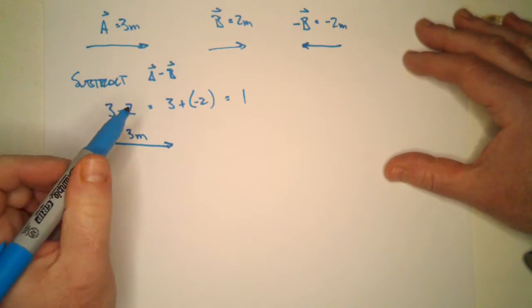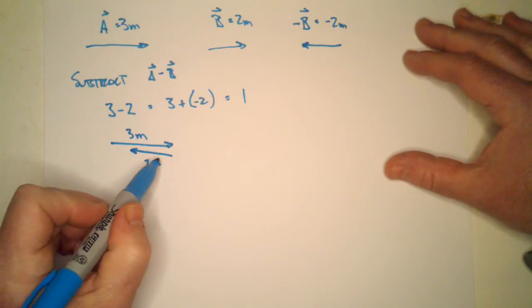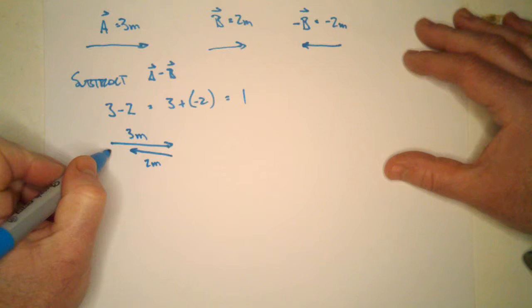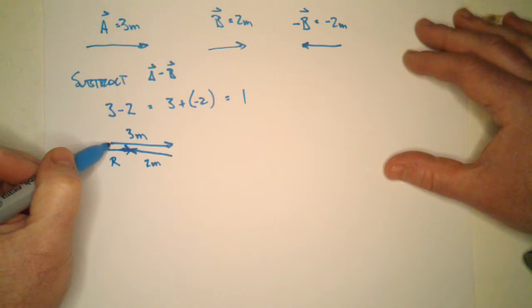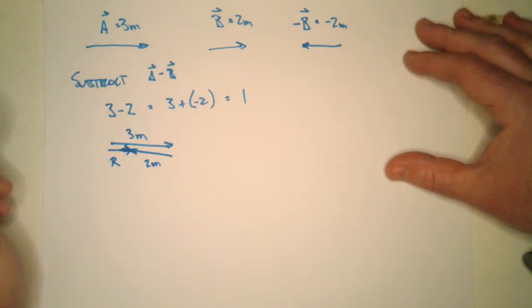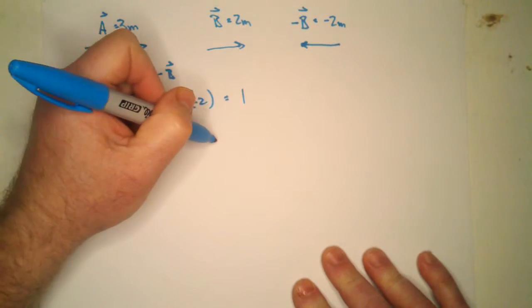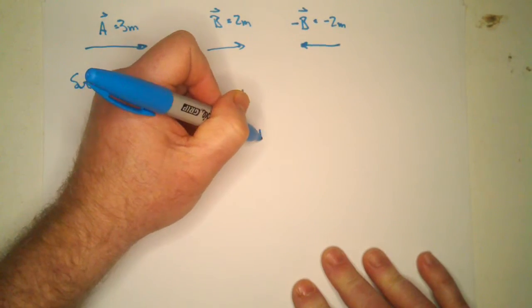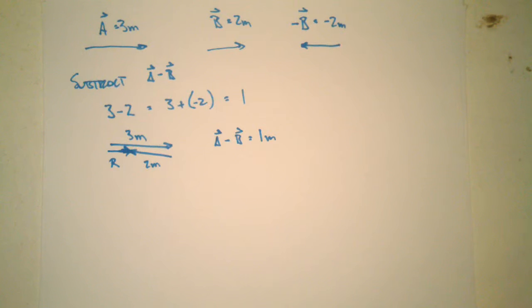3 meters minus 2 meters. So we put the tail of the first on the tail of the second on the head of the first, and then that gives me the resultant vector, R. So I draw from the tail of the first vector to the head of the second, and that gives me the resultant. So therefore, vector A minus vector B equals 1 meter. So subtraction is pretty straightforward. We just move the vector in the other direction.